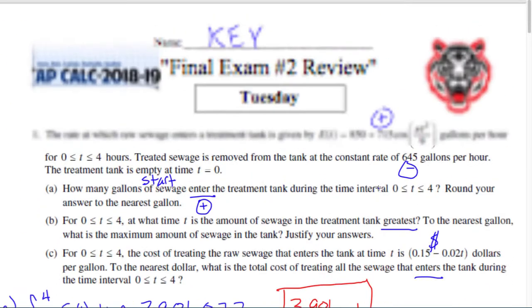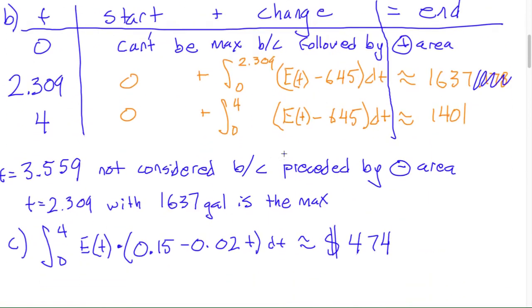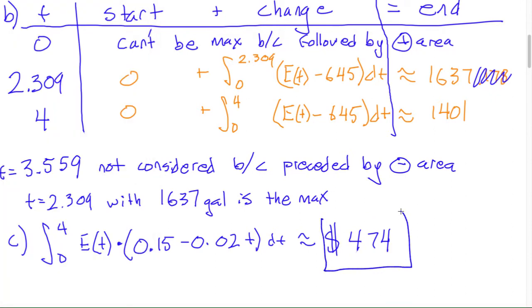Does it say round to the nearest anything? To the nearest dollar. Yeah. So 474.3. So yeah, $474. Whew. All right. That was all of the free response question A, B, and C.